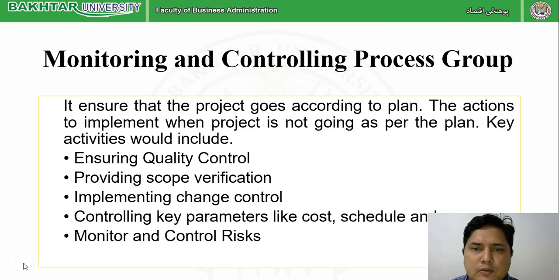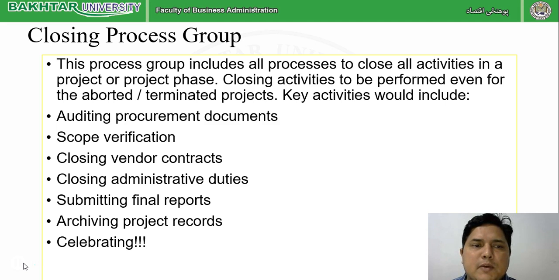So after the fourth step, the final step is the closing process group. As we all know, a project must be closed. If it is successful, very well done, thank you very much. If it is not like that, anyhow we have to give some extension. If even after extension we are not able to complete the project as per the plan, it means the project is a failure. And the closing process group has the things, whatever we have to close, each and everything.